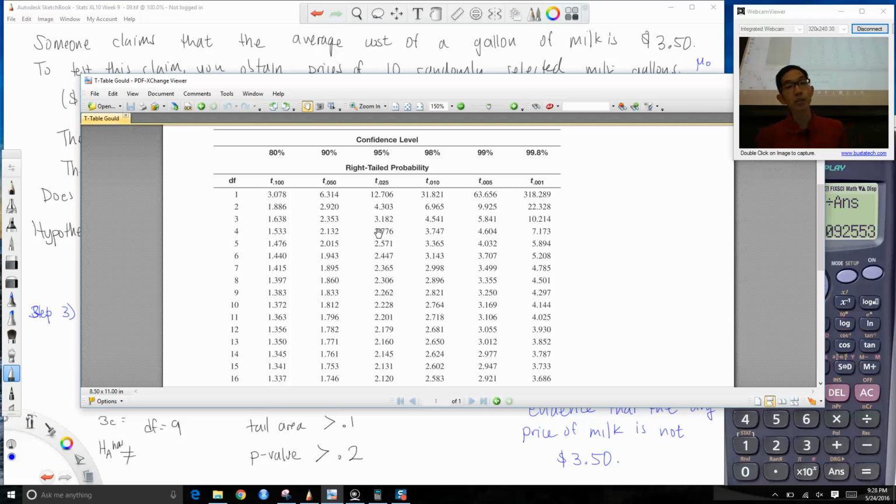The only time our p-value would be equal to 0.05 is if we happen to get the exact number that shows up on this table. And that happens very, very rarely. It could happen, but it's very rare, okay? Because you would need this number exactly, and if you get that exact number, then you would have a p-value equal to 0.05.